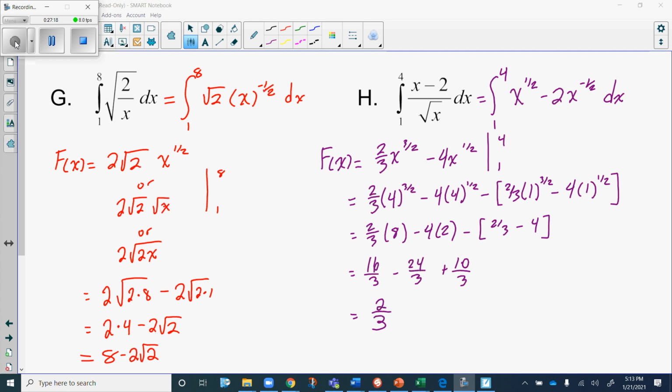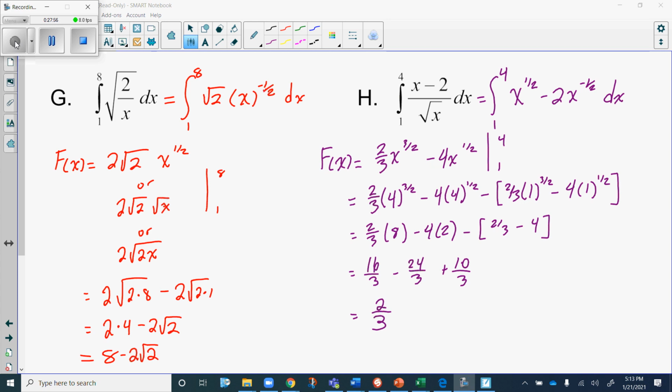And depending on how you wanted to write it, I wrote it out three ways. You could say 2 radical 2 times x to the 1/2 power. You could have 2 radical 2 times radical x, or you could combine the radicands and say 2 times square root of 2x. Either way that you wrote your antiderivative, one of those three things, you should still wind up with the same value when you do your substitution, with the upper bound minus the lower bound, as 8 minus 2 radical 2.